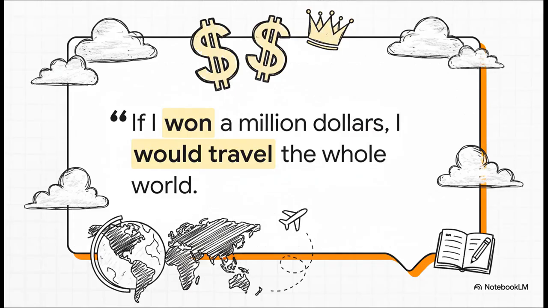Come on, who hasn't had this exact thought? If I won, see, it uses the past tense of win because, let's be real, I don't have $1 million sitting in my bank account right now. It's a hypothetical situation. And the result, I would travel, is the imaginary consequence of that unreal condition. This is the language of daydreams.